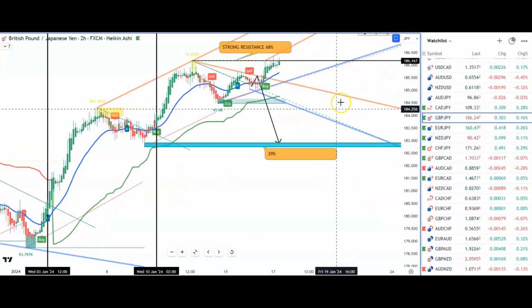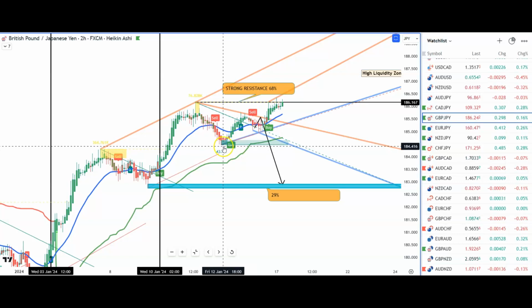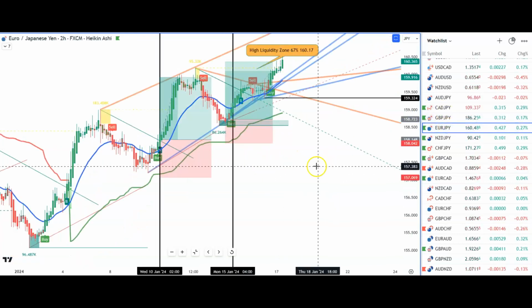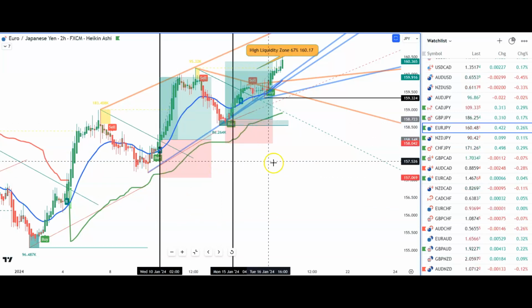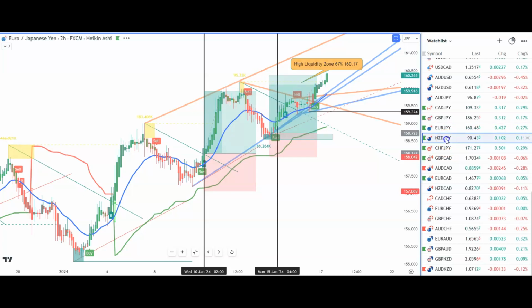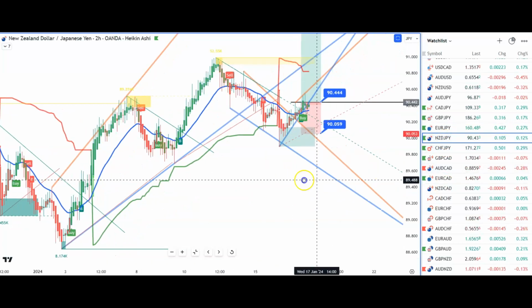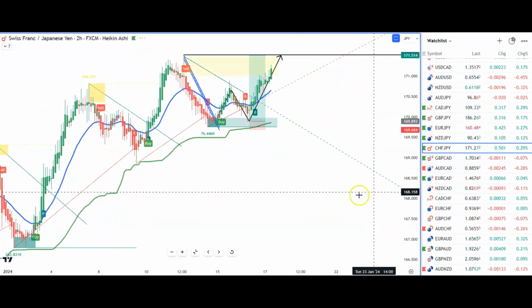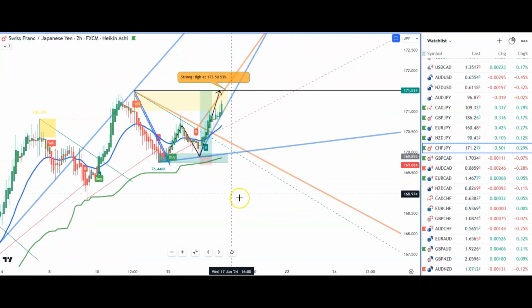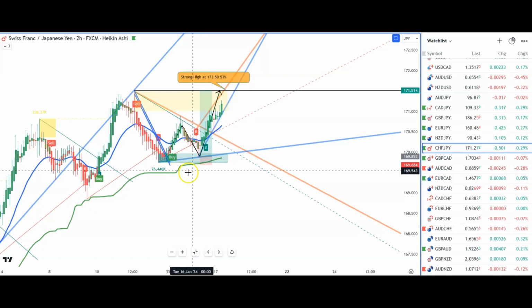Pound yen into liquidity way back here. Euro yen into no liquidity in this one. That's unusual, but a break of the blue line is fine. New Zealand yen not particularly attractive, and the Swiss yen of course into liquidity, double bottom as I mentioned in the VIP room. This is a good trade.